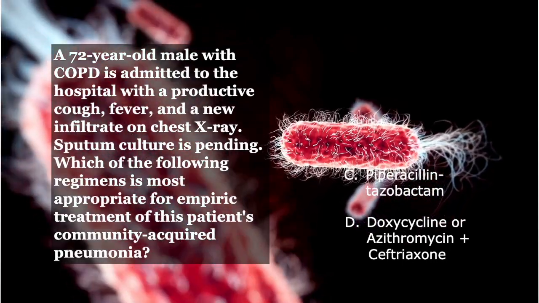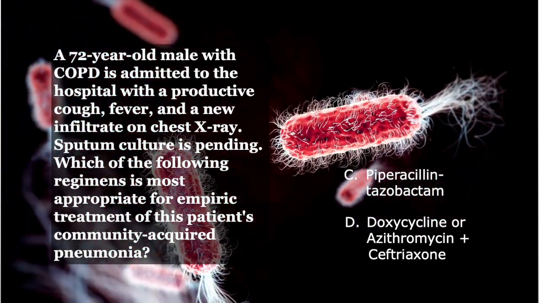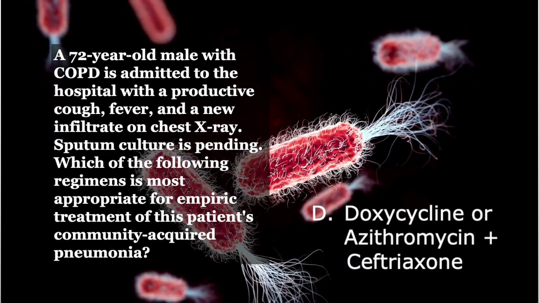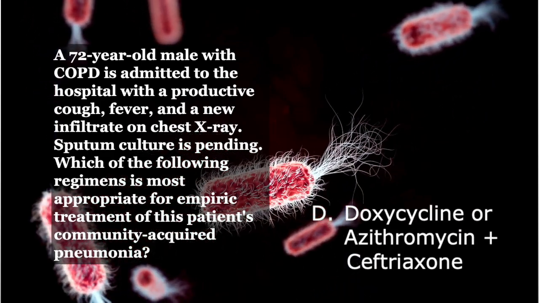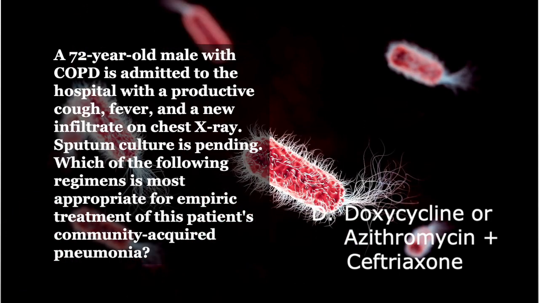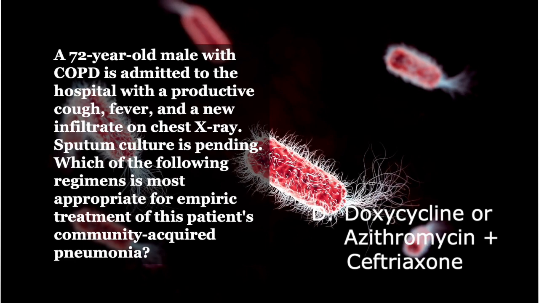If you picked D, you are correct. Doxycycline plus ceftriaxone is good because the patient has COPD and other comorbidities, and a combination of a macrolide like azithromycin or a doxycycline with a broad spectrum beta-lactam like ceftriaxone is recommended to cover typical and atypical pathogens.